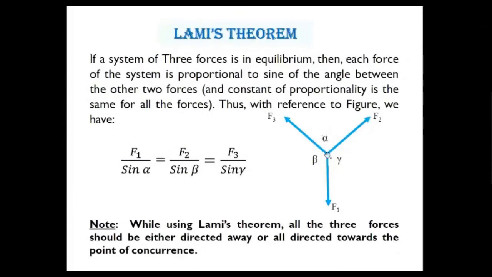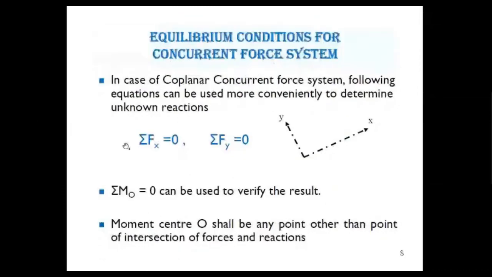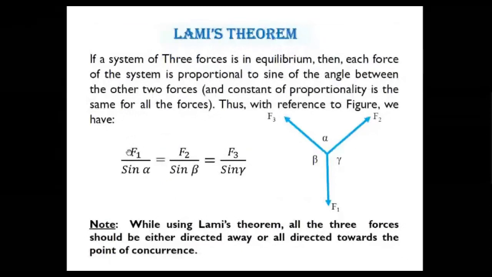So F1 is proportional to sine of alpha, F2 is proportional to sine of beta, and F3 is proportional to sine of gamma. And this implies this particular condition: F1 divided by sine of alpha is equal to F2 divided by sine of beta, and this is equal to F3 divided by sine of gamma. So if there are three concurrent forces in equilibrium, then according to Lami's theorem, we get this equality.